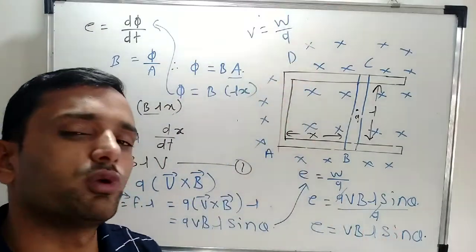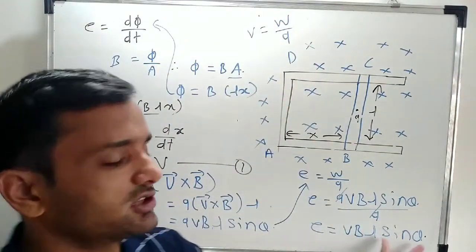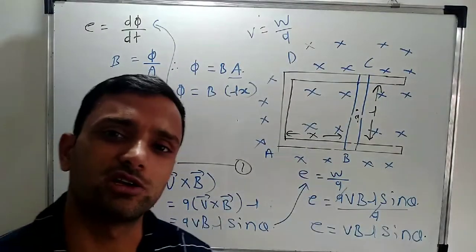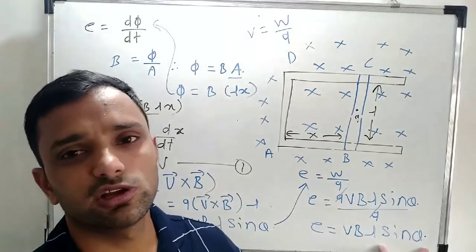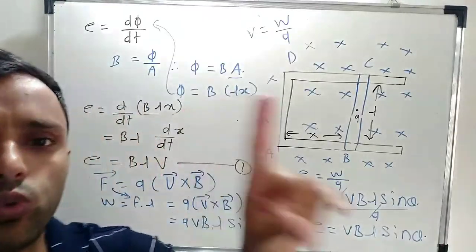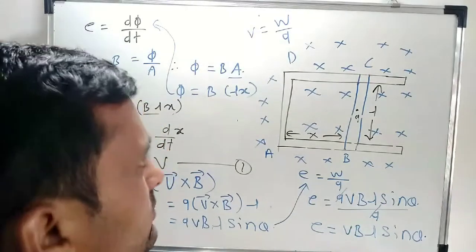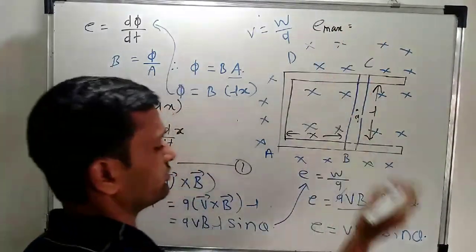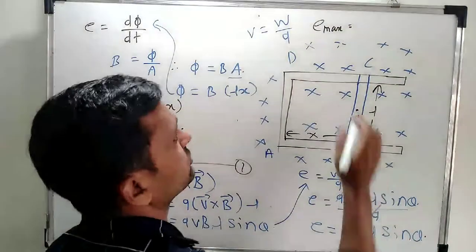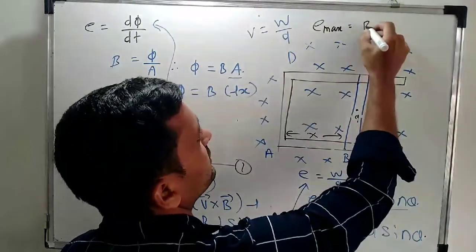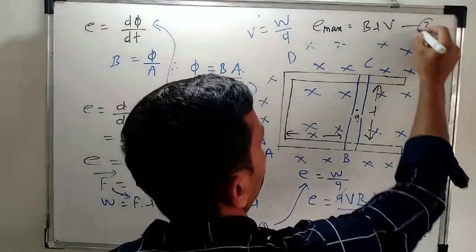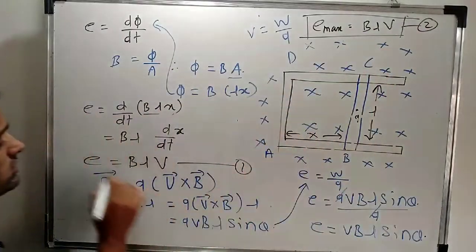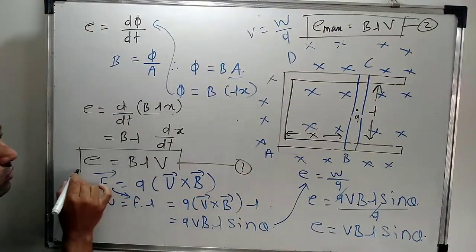From this equation, E can be maximum if sin theta is maximum. Sin theta becomes maximum when theta is 90 degrees, and sin 90 becomes 1. So E max becomes B L V, equation 2. Now compare equation 1 and equation 2.